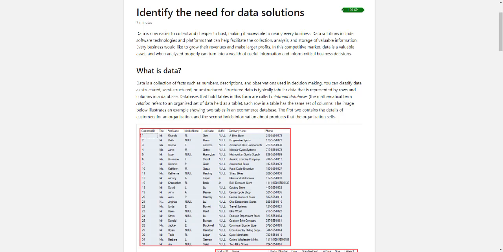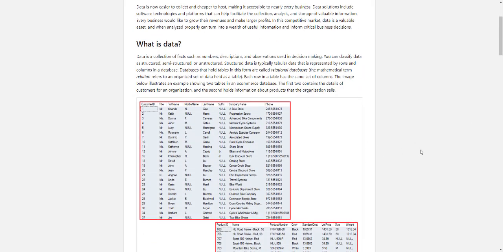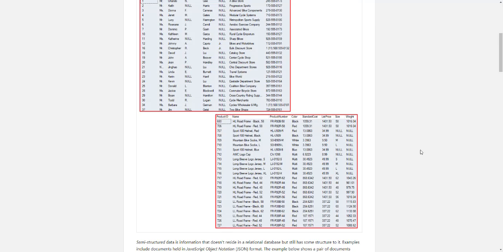Each row in a table has the same set of columns. The image below illustrates an example showing two tables in an e-commerce database. The first contains the details of customers for an organisation, and the second contains information about products that the organisation sells.